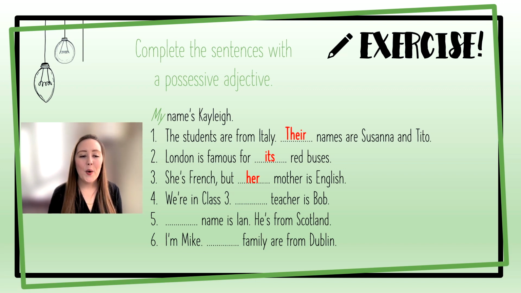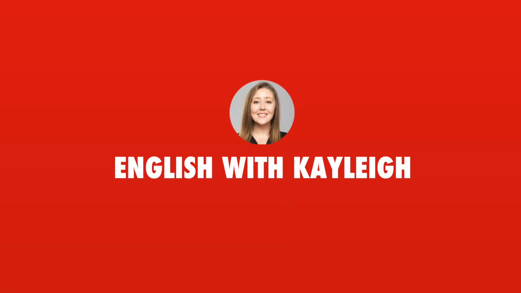Number 4, we're in class 3. Our teacher is Bob. Well done. And number 5, his name is Ian. He's from Scotland. His name is Ian. It's for a man, so we use his. Well done. And number 6, I'm Mike. My family are from Dublin. Good job. The possessive adjective of I is my. Excellent. Well done. And that's the end of today's lesson.